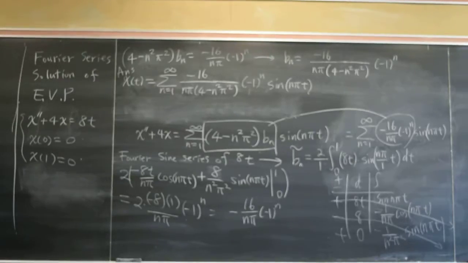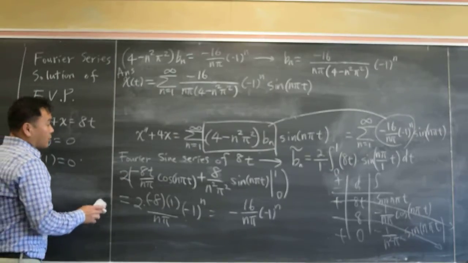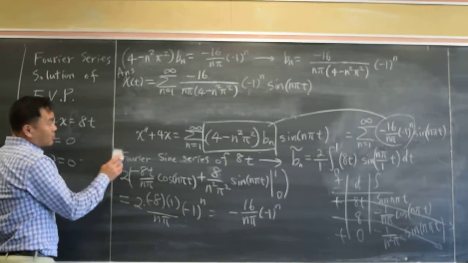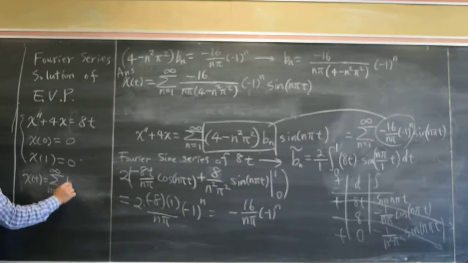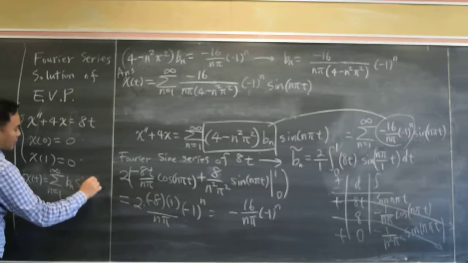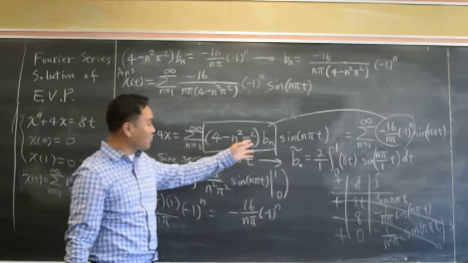Any questions? All right, let me add a few more remarks. So to recap what we did, first we had to start from this boundary condition and say we concluded that because they're both equal to 0, we need x of t as a Fourier sine series, n equals 1 through infinity of Bn sine n pi t. That was our conclusion.